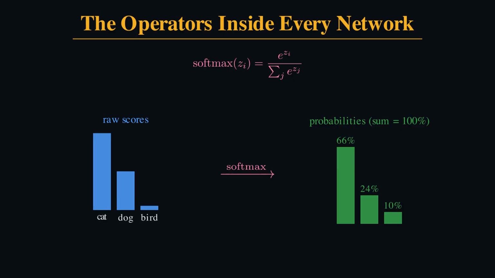Softmax turns them into clean probabilities on the right that are all positive and add up to 100%. Just like a sports bookie taking arbitrary team scores and turning them into clean betting odds. The biggest score becomes the biggest probability. That is the whole job.